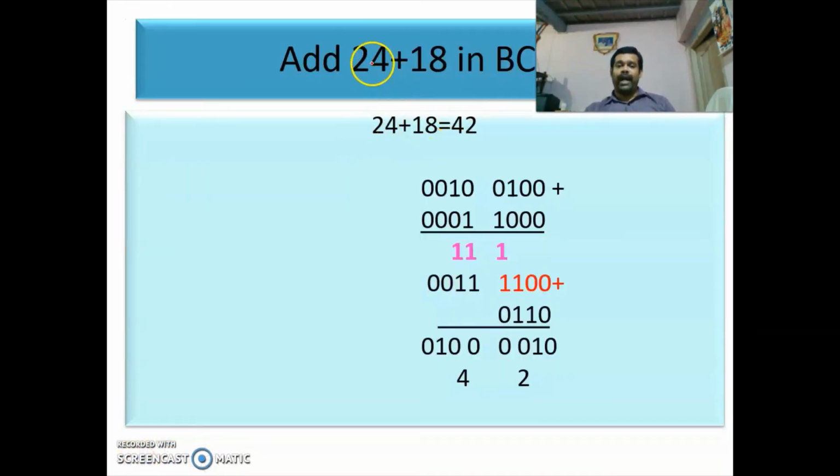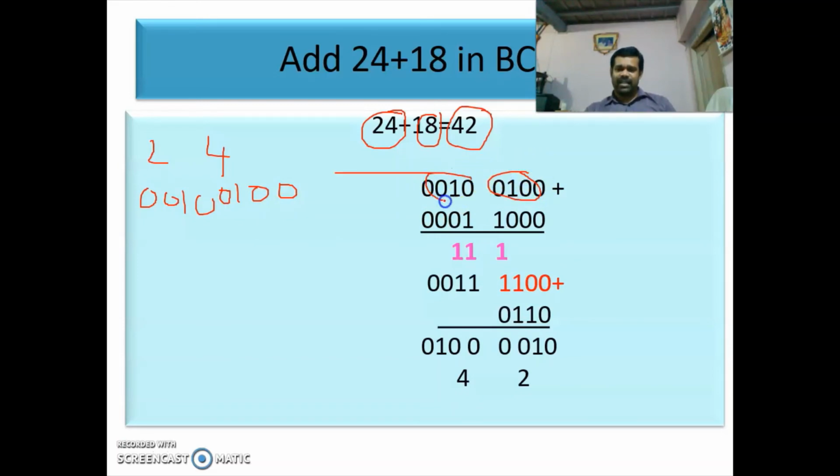Next, you have to add 24 plus 18 in BCD. So 24 plus 18, the answer you have to get is 42. So 24. The binary value of 4 is 0, 1, 0, 0. Then the binary value of 2 is 0, 0, 1, 0. So that we have written here. This is 4, sorry, this is 2. And 18 you have written. This is 8 and this is 1.